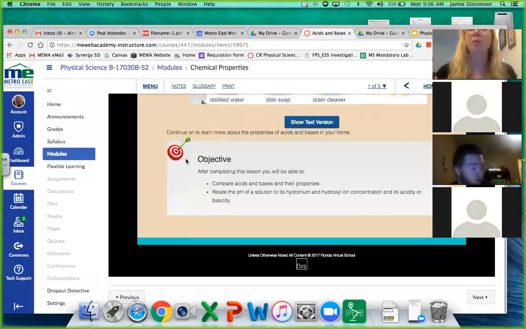So the most important part of this first page is always the objectives, right? Which I know most of you probably skip over and don't even look at, which I don't blame you. But they're important because that's what you should be getting out of the lesson. And if you go through the whole lesson and you can't do those things, that means you need to go back and find them.